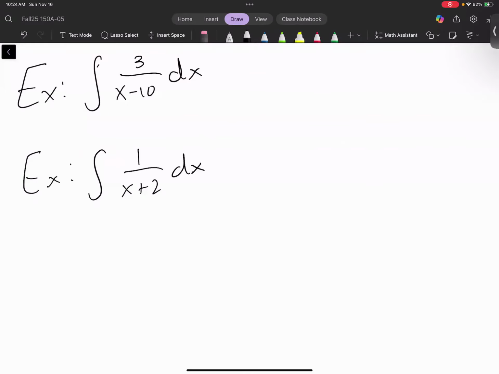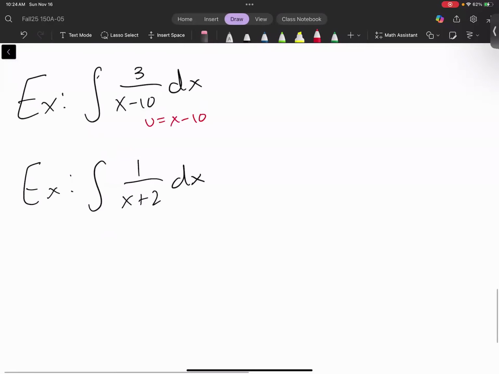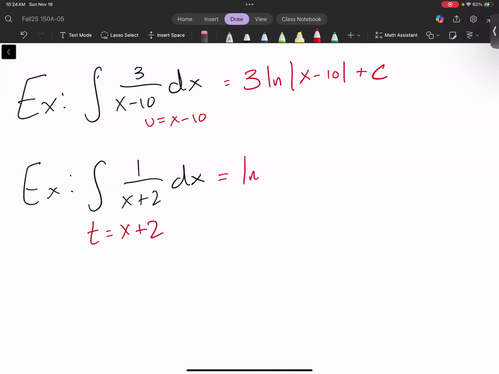Okay, so doing this one, you should do u equals x minus 10. I'll leave the steps for you guys. The 3 just kind of hangs along for the ride. It's 3 times this stuff, and you get natural log absolute value x minus 10 plus c. Similar thing here. You can do a substitution, which is x plus 2, and this will just be natural log absolute value x plus 2 plus c.